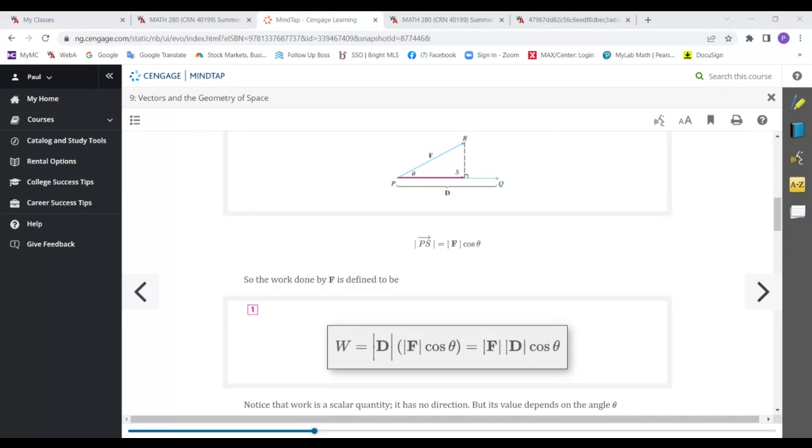Let me say that another way. The work is equal to the magnitude of the force vector times the magnitude of the distance vector times the cosine of theta, and theta is the angle between those two vectors. And that's how we come up with this definition of the dot product. It comes up through the idea of work.